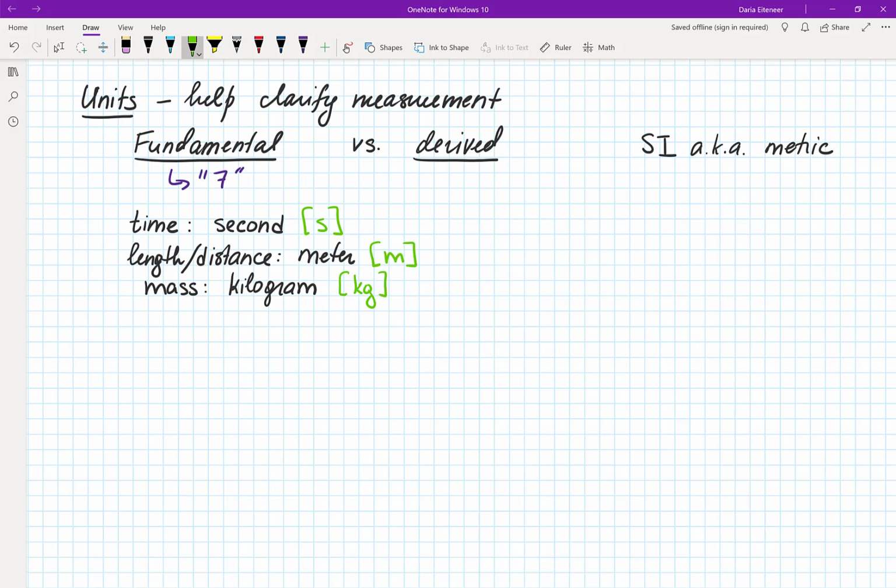So fundamental units are not the same thing as base units. Base units in the metric system are all the ones without prefixes. We'll talk about prefixes in a few minutes.